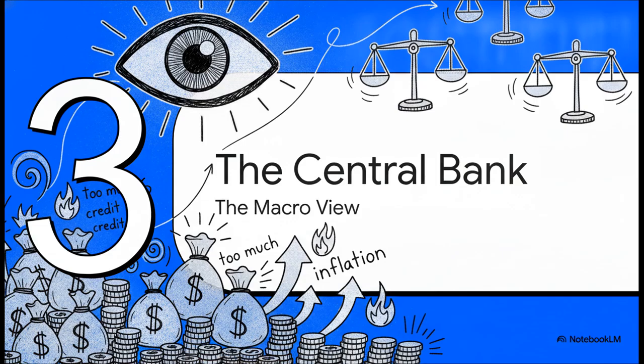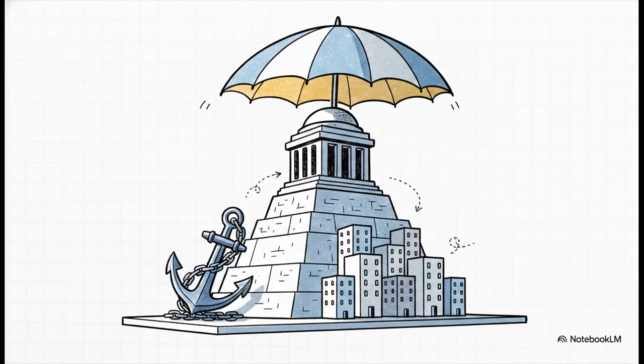Section 3. The macro view. The central bank. So, what happens if those commercial banks get a little overzealous? Let's say times are a little too prosperous, and they create way too much credit, flooding the economy and causing massive inflation. Well, enter the central bank. Think of the Reserve Bank of India or the Federal Reserve. This is the absolute apex institution in our financial sketch.